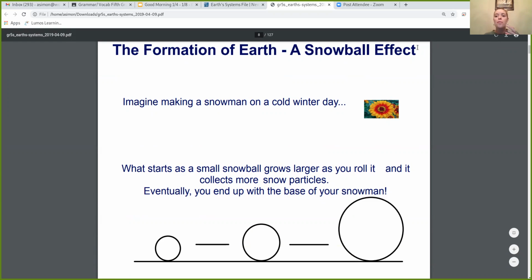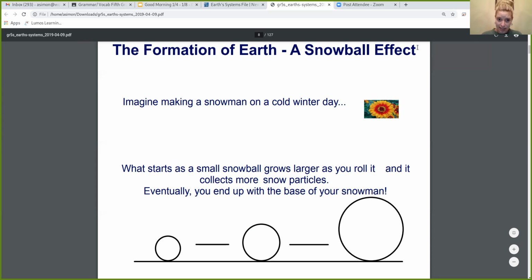When you're making a snowman, in order for the snowman to grow, you have to make those snowballs. You need a big one for the base, a medium-sized one, and then a small one at the top. And how you get that snowball is you keep rolling it in the snow and rolling it and rolling it to create it.